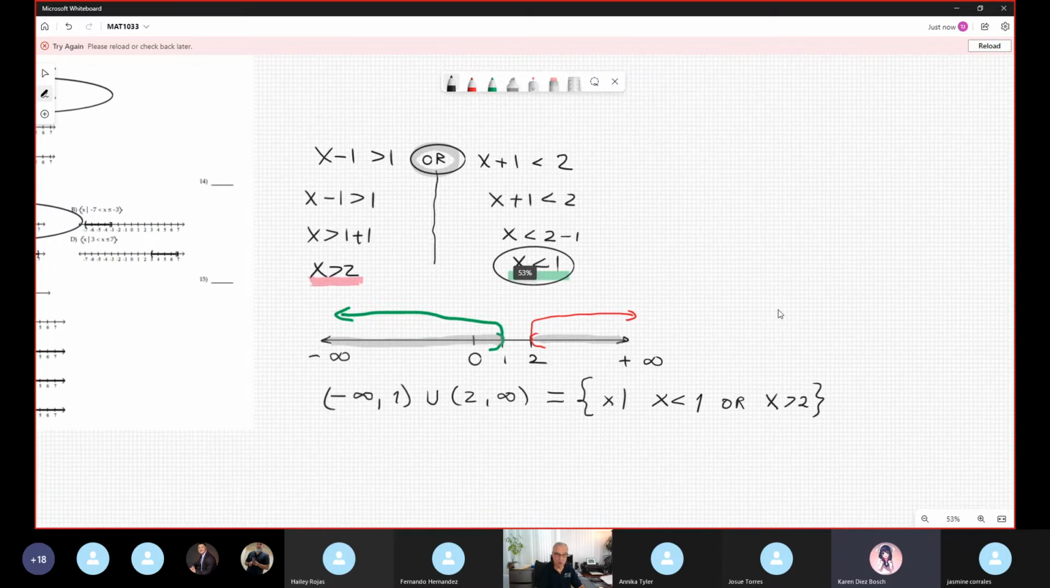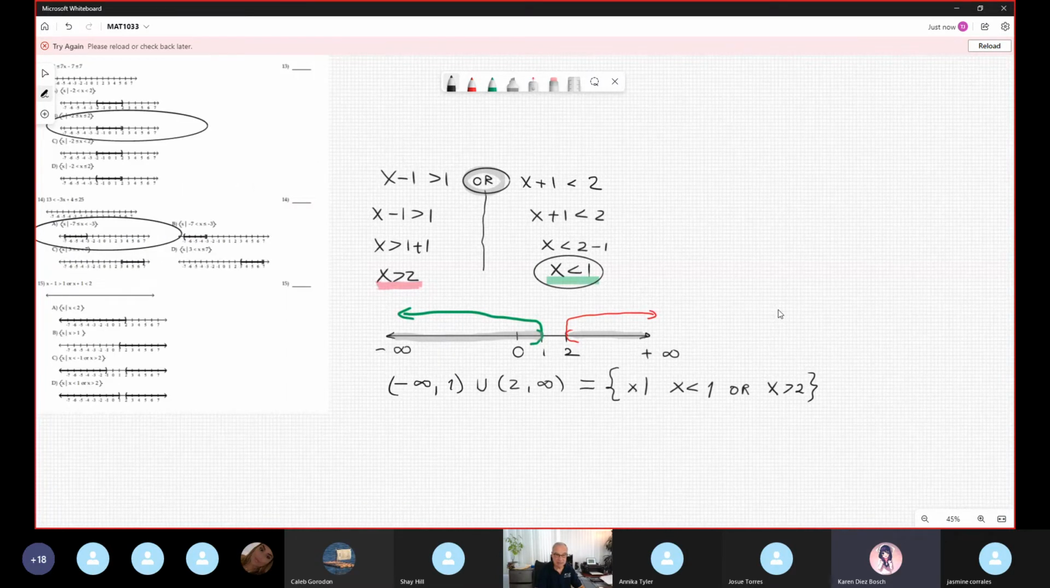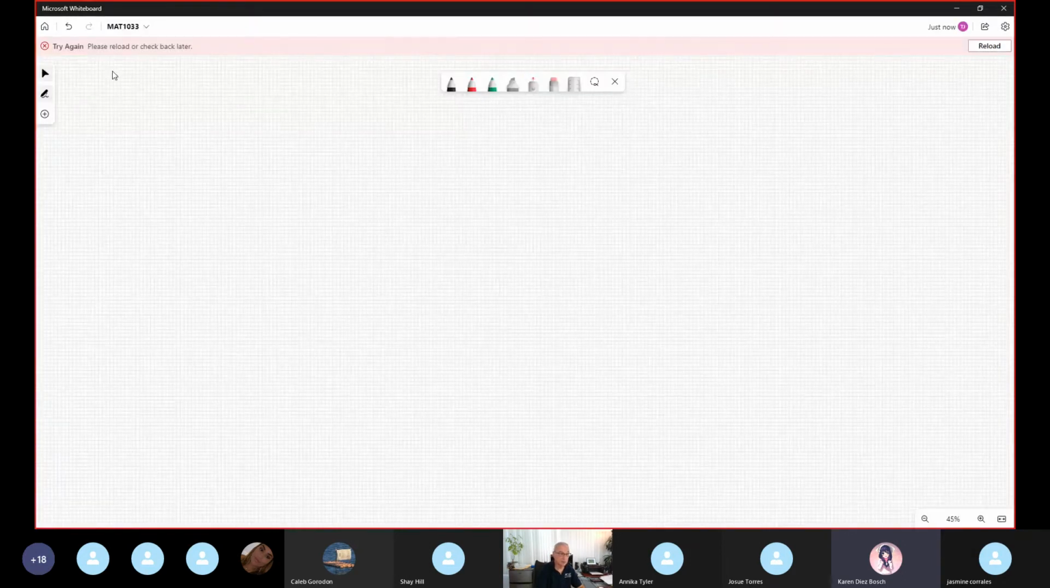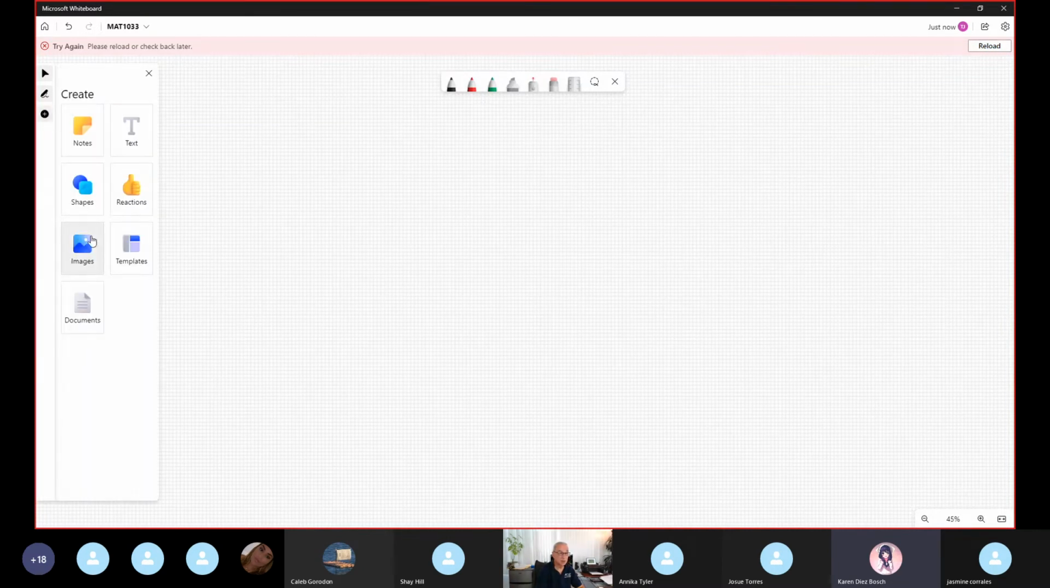Do you understand very, very well the difference between OR and AND? This is the most important. So if you understand this, you have no problem. The rest is cosmetic. But the conceptual, the central idea is the difference between them.